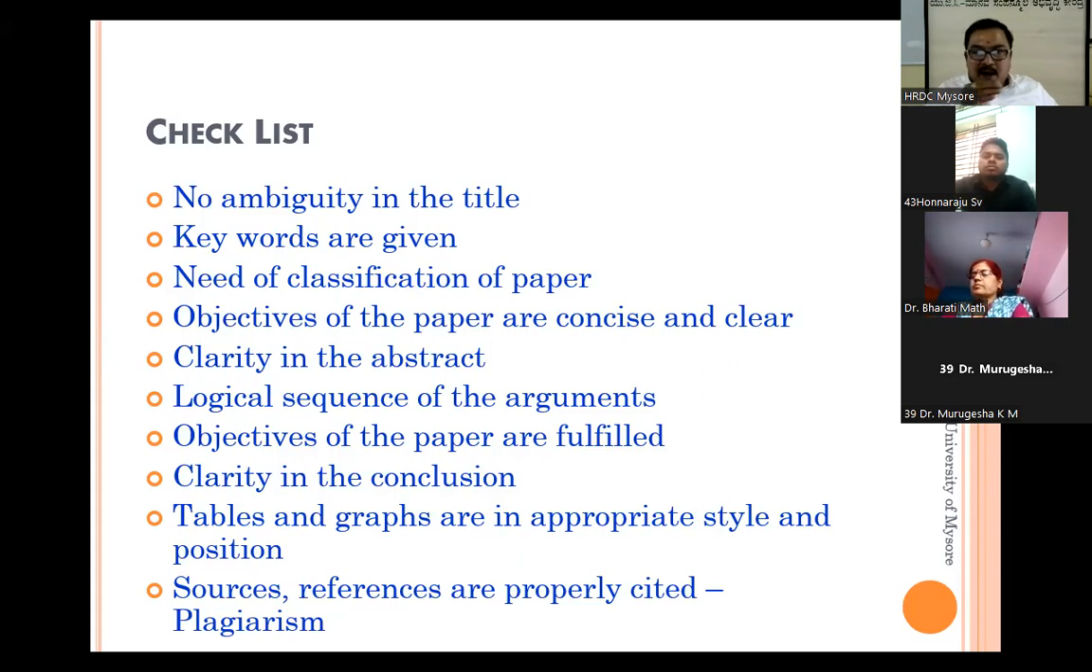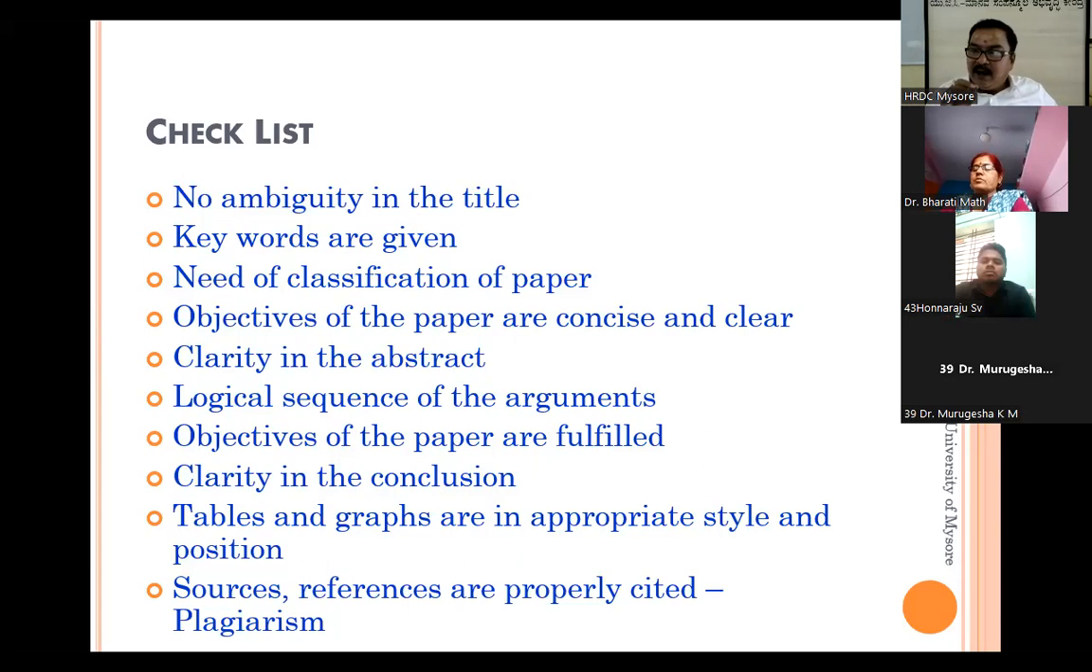And then whether the objectives of the paper are concisely and clearly written, that you have to check, whether they have been written explicitly or not. Clarity in the abstract, what you have to write in the abstract, whether there is any clarity or any ambiguity, or misarguments, or whether the arguments are matching or not, that you have to check. Whether your arguments are in logical sequence or not, that you have to ensure. And whether the objectives of the paper have been fulfilled.